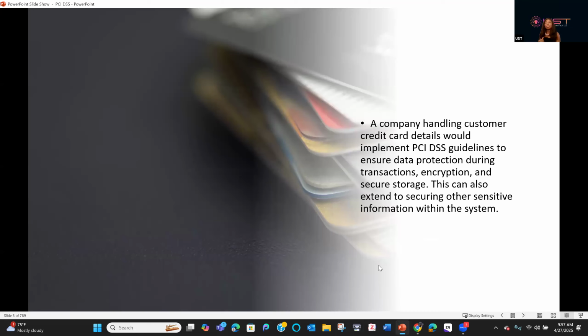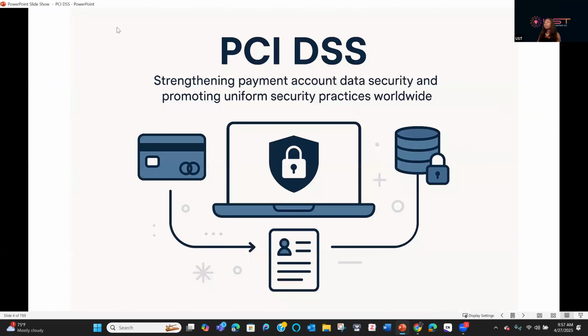Say a company handling customer credit card details would implement PCI DSS guidelines. They have their guidelines and requirements to ensure data protection during transactions, encryption, and secure storage. This can also extend to securing other sensitive information within the system. Okay? And this literally covers what we're talking about. If you look at a database, it's encrypted. Look at users, everything, you have encryption everywhere.